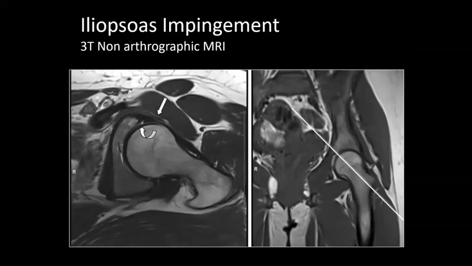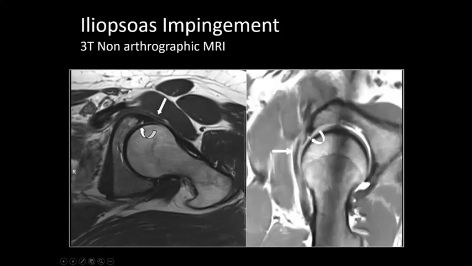So this is an example of a patient with iliopsoas impingement. We performed a non-arthrographic 3 Tesla MRI scan of the hip joint, and you can see this isolated 3 o'clock anterior labral tear. This is the iliopsoas tendon here, and also you can see the labral tear isolated at the anterior 3 o'clock position, and this is the iliopsoas tendon.